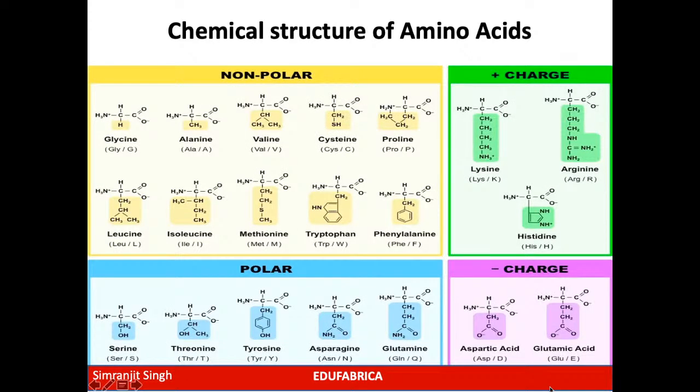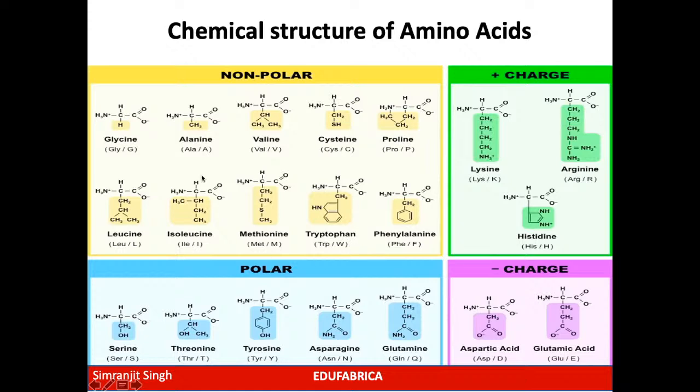Then, according to the chemical structure, so we have talked about the functional classification so far. According to the alkyl group, they could be non-polar and polar. The non-polar ones are in yellow and the polar ones in cyan color. And there could also be positive charge and negative charge. The positively charged are lysine, arginine, and histidine, whereas the negatively charged are aspartic acid and glutamic acid.